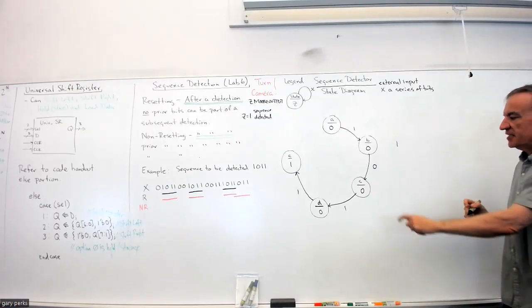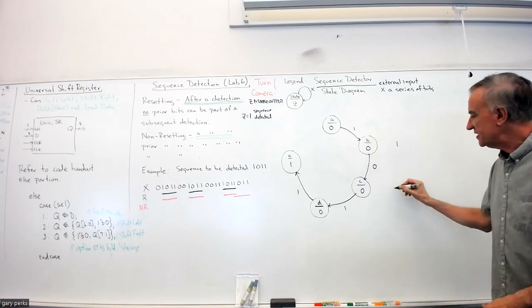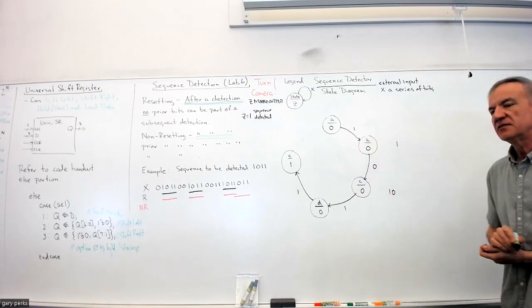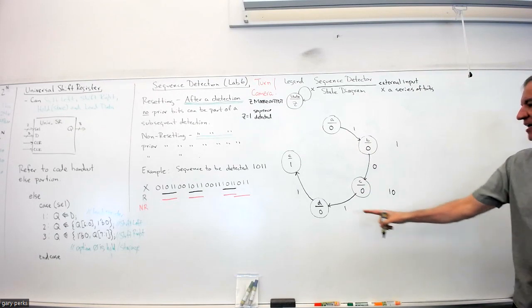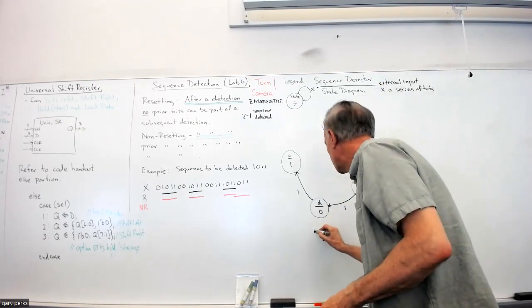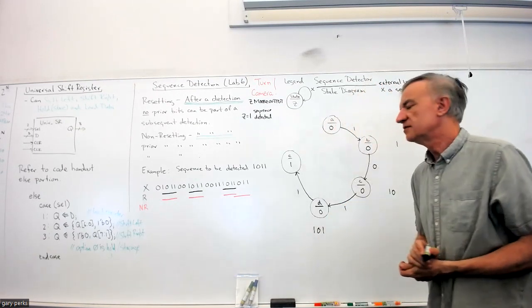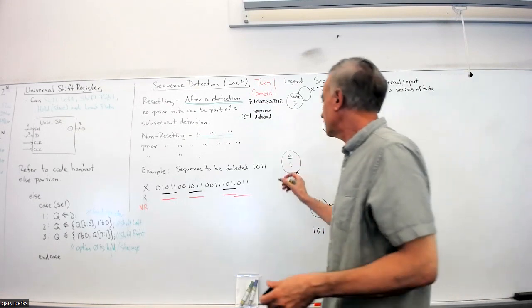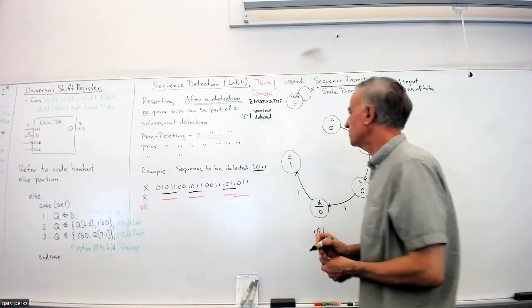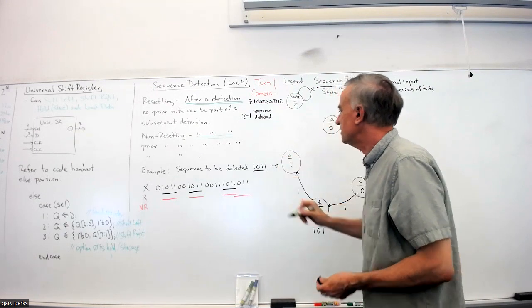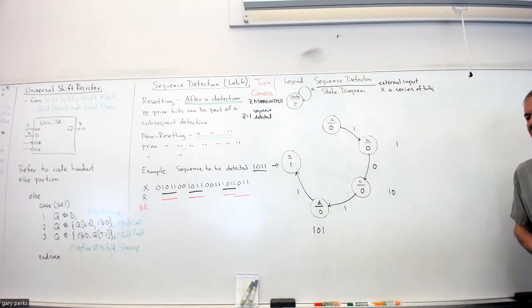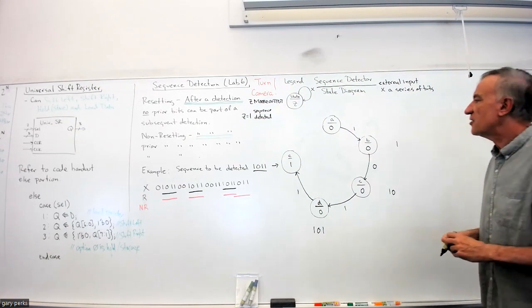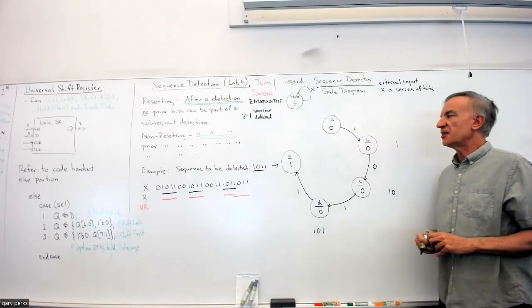So I'm just going to put a 1 there. Okay. To get the state C, we needed a 1, 0. To get the state D, we needed a 1, 0, 1. And in state E, we needed the 1, 0, 1, 1 that we're looking for, right? Because once we're in state E, we detected our sequence.